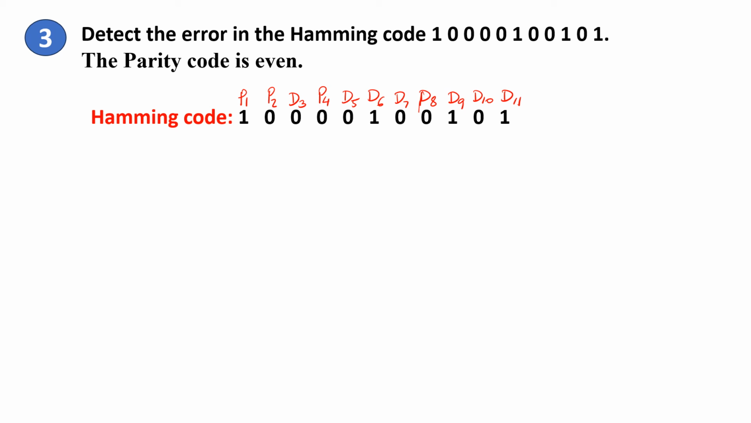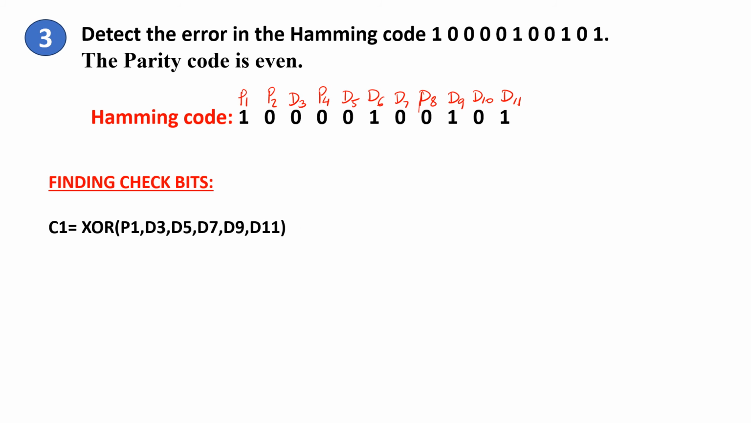Since 4 parities are used in the Hamming code, we have to find 4 check bits. To find the check bits, I have already discussed in the previous problem how to find the data bits for C1. I already explained it in the previous problem, so you can use that method.